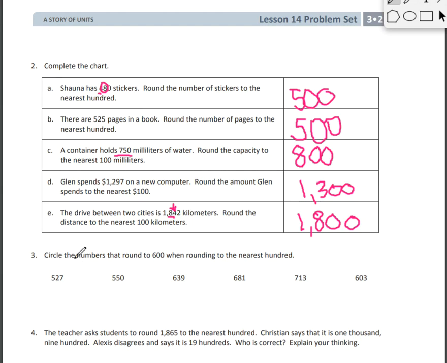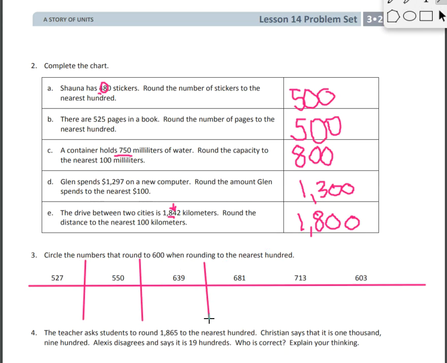Problem 3. Circle the numbers that round to 600 when rounding to the nearest hundred. All right, 527. I'm going to draw a line underneath here, so that, whoa, malfunctions. No, go away. Okay, wrong line. I'm going to draw a line underneath here and put what each number rounds to.